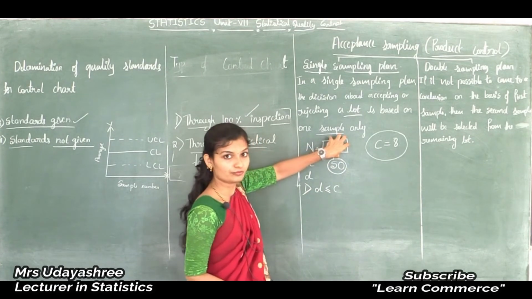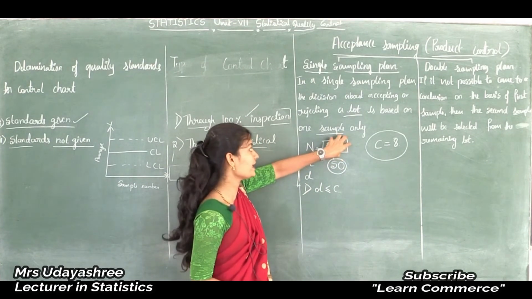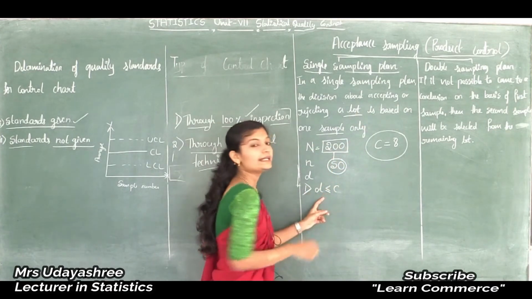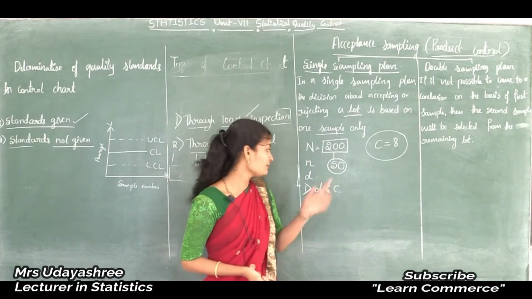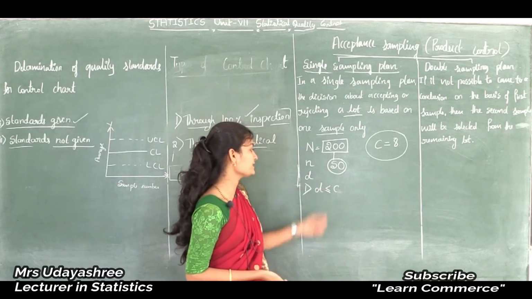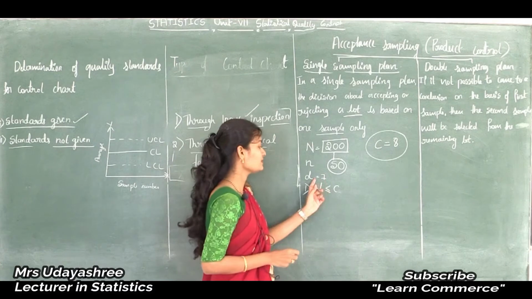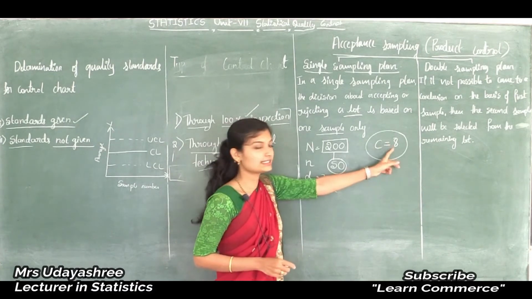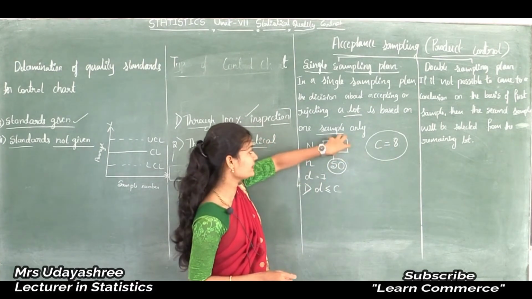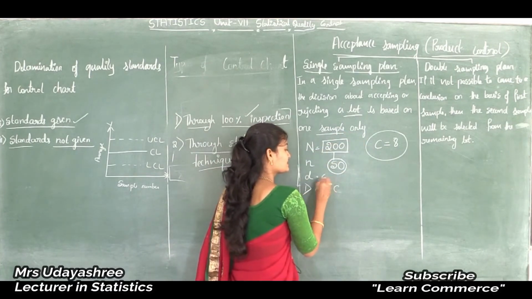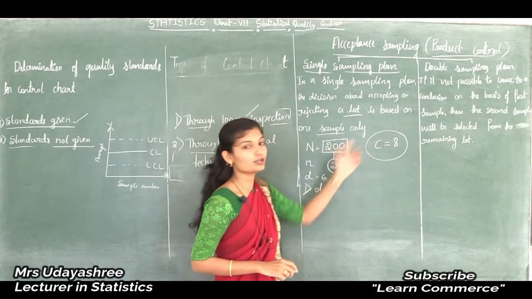the entire lot will be accepted, and these defectives are replaced by good ones. For example, these defectives may be 7. So here D is less than C. If it is like this, the entire lot will be accepted. If it is 6 also, the entire lot will be accepted.